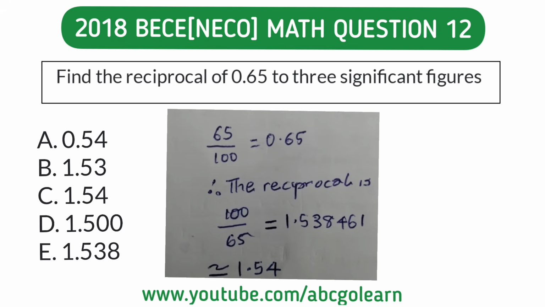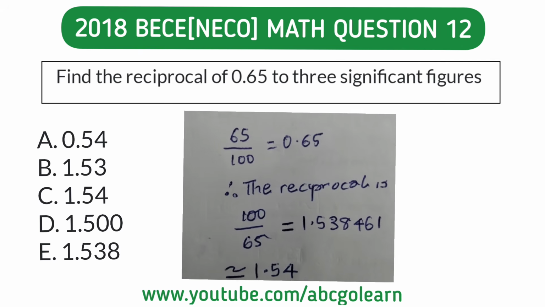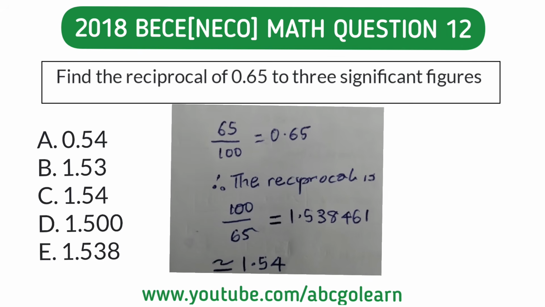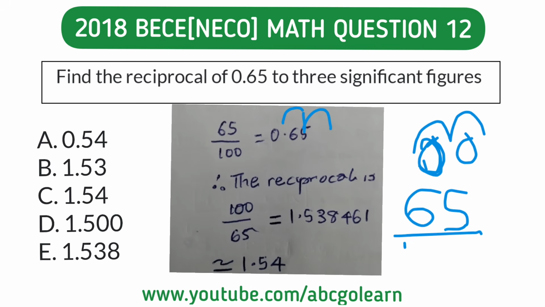To solve this adequately, we need to convert 0.65, which is a decimal, to a fraction. Converting it to a fraction, it is 65 over 100. You take this decimal point out, twice. That's telling you that the denominator can contain only 2 zeros. So that means 65 over 100. That's how I got this 65 over 100.